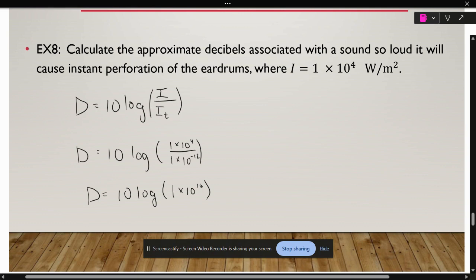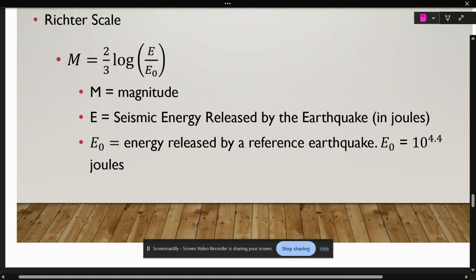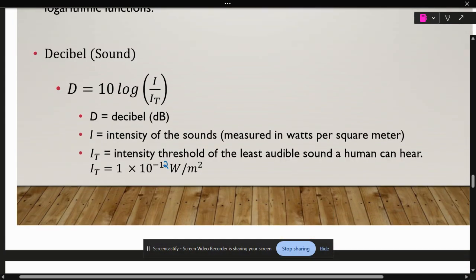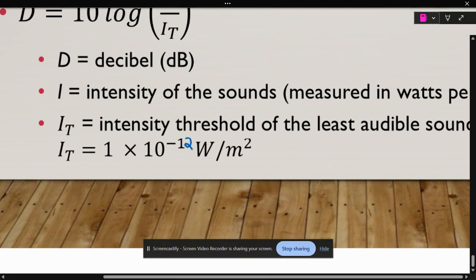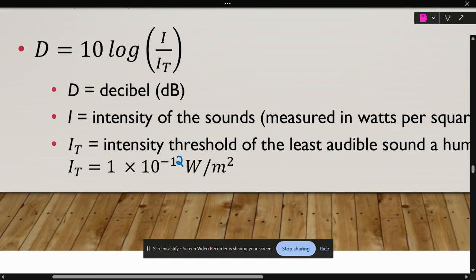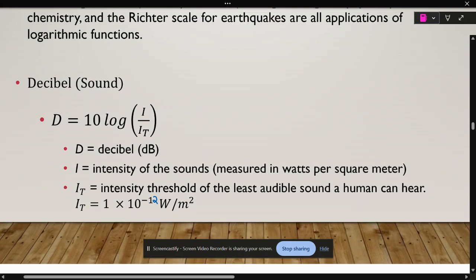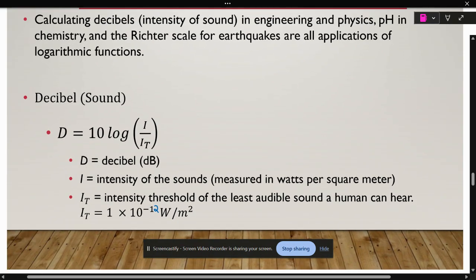Just because that negative 12 is on the bottom, you can move it up top. Since it's all 1 times 10 to the power, the negative 12, that comes from the actual equation, part of the equation. So if you look up here, it actually gives you I of t in the problem as 1 times 10 to the negative 12, just from the original. And once again, this is information that you will have.